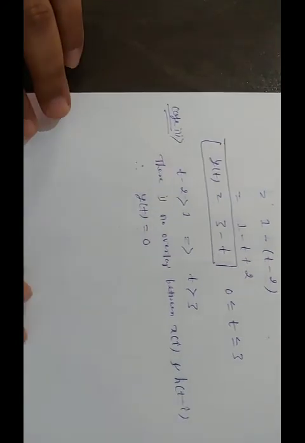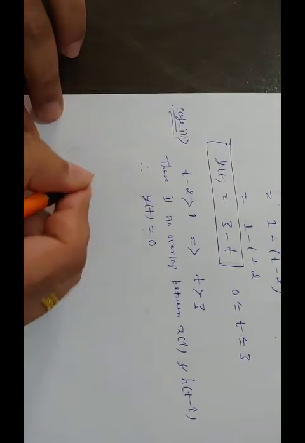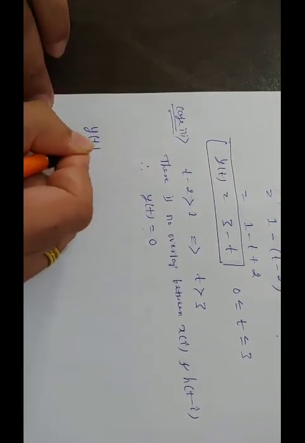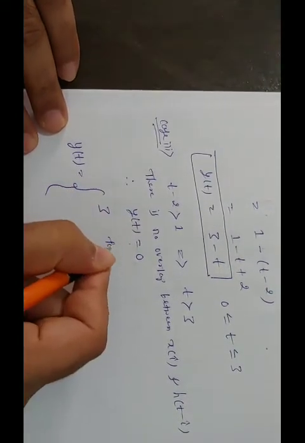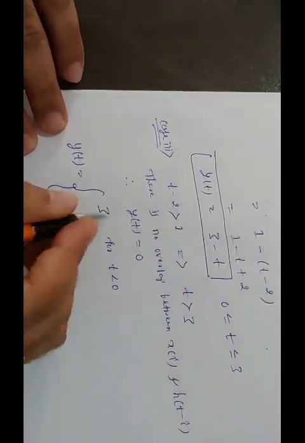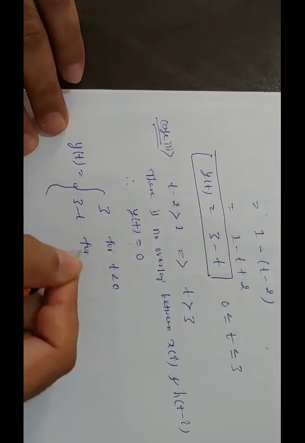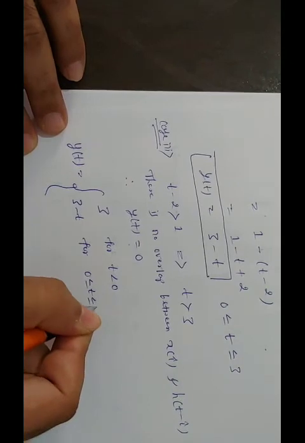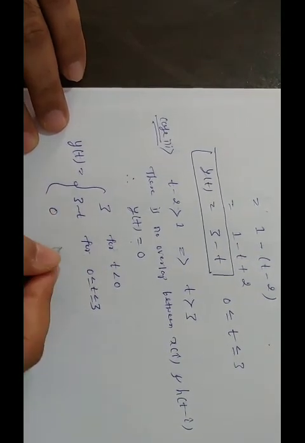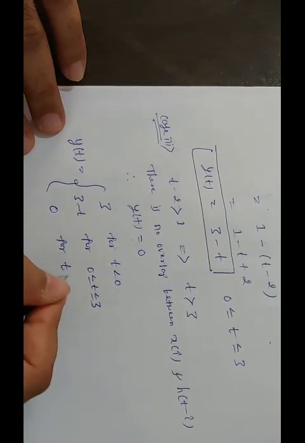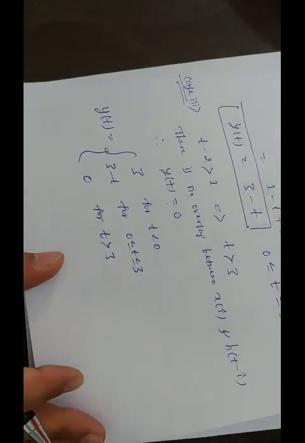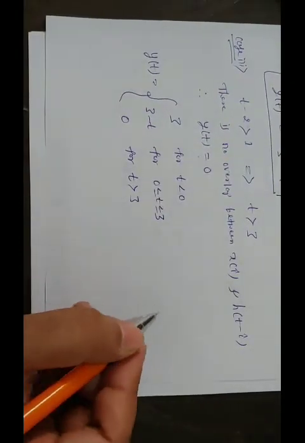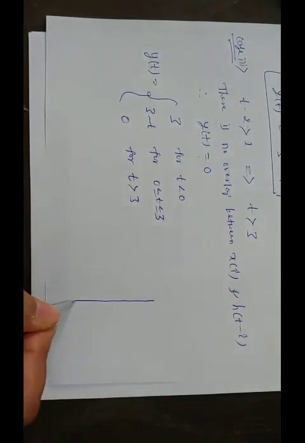Now we have to summarize this. So totally, output y of t equals 3 for t less than 0, and 3 minus t for the range 0 to 3, and its value equals 0 for t greater than 3. So if I sketch this signal, let us see how it looks. I am showing here the sketch of the output signal y of t.